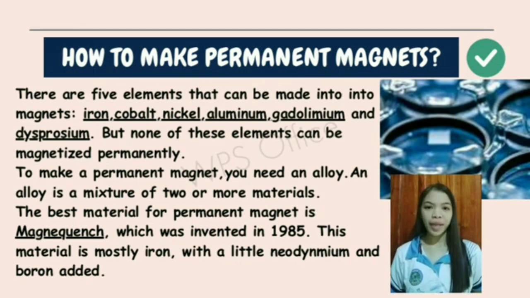How to make permanent magnets? There are elements that can be made into magnets: iron, cobalt, nickel, aluminum, gadolinium, and dysprosium. But none of these elements can be magnetized permanently. To make a permanent magnet, you need an alloy. An alloy is a mixture of 2 or more materials. The best material for a permanent magnet is magnequench, which was invented in 1985. This material is mostly iron with a little neodymium and boron added.